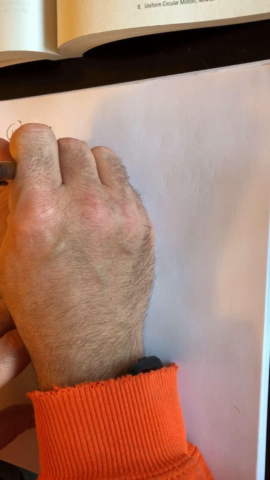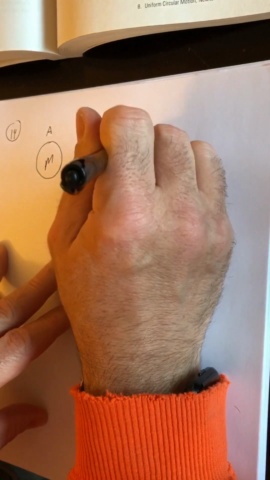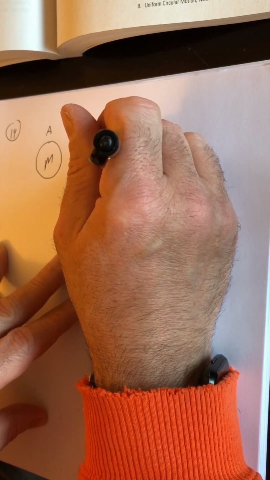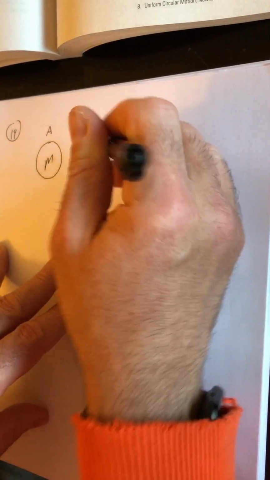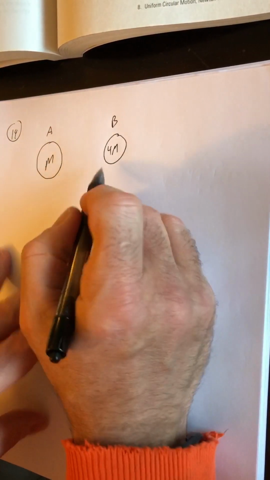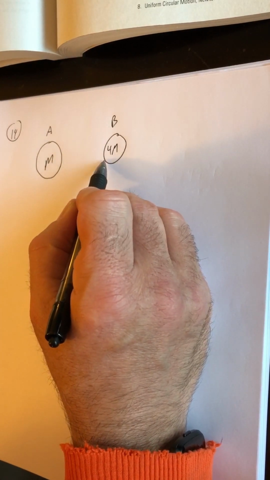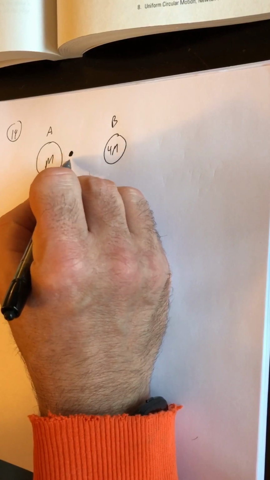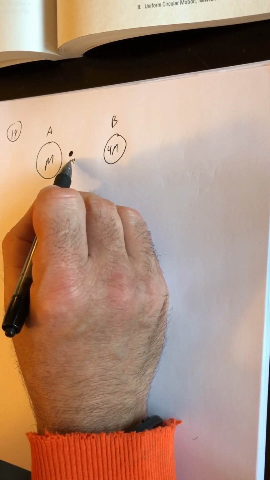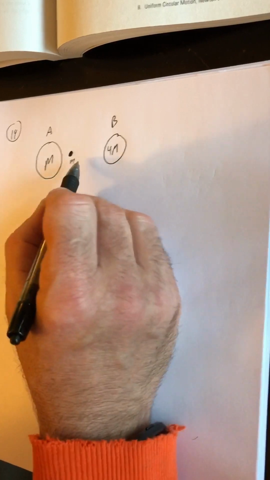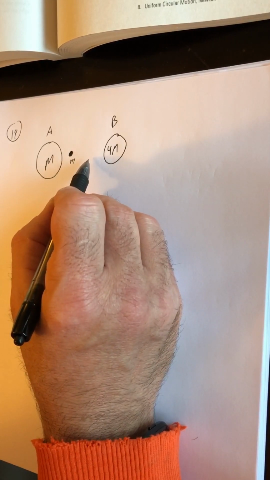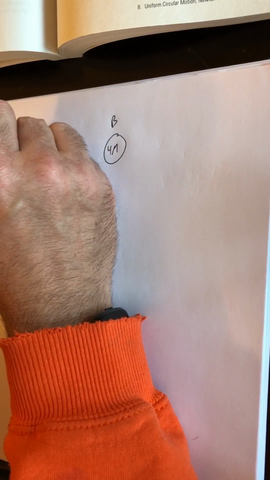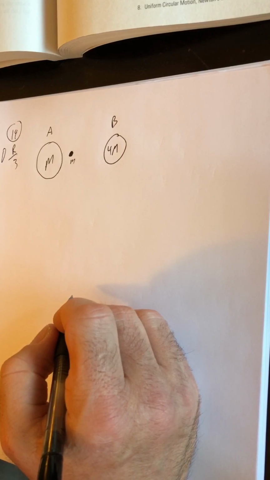So A is m and B is 4m. I probably should have drawn this one a lot bigger, but this one's a lot heavier, right? So this one's going to have a stronger force. So if I put some test mass here, it has to be close to the lighter one, but far away from the heavier one. So this came out to be D, which is R over 3.